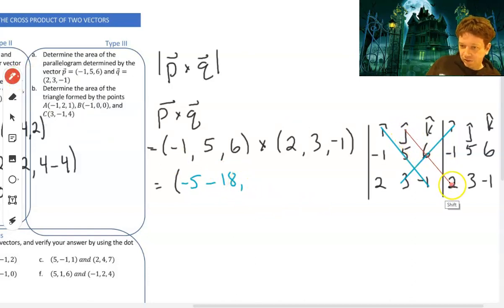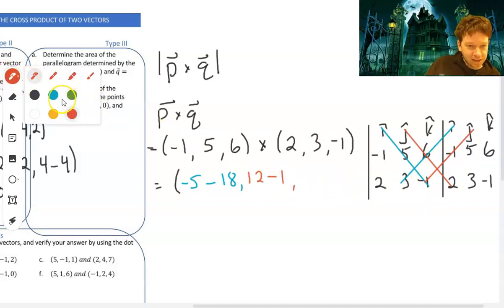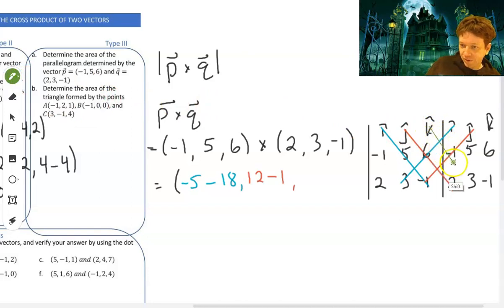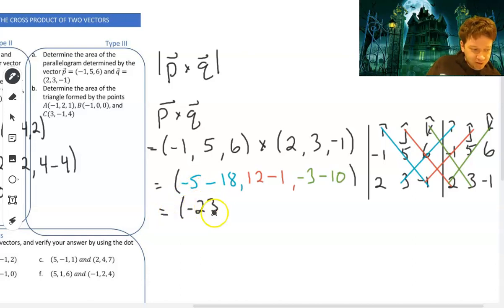And then for our y-coordinate, we get 12, subtract 1. And lastly, for our z-coordinate, we get -3, subtract 10. So that'll give us, here we have -23. 12 minus 1 is 11, and -13.